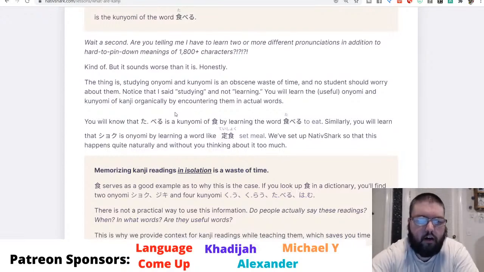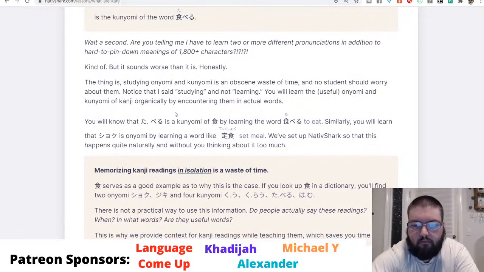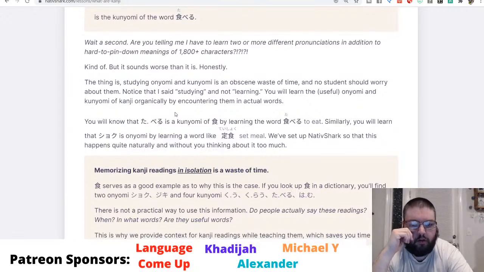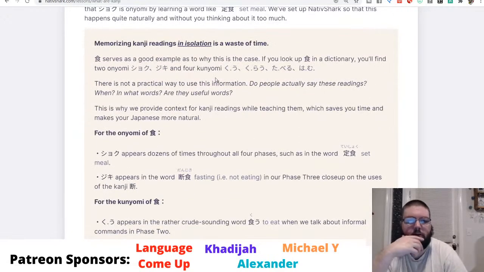You will know that taberu is the kunyomi of ta by learning taberu. Similarly, you will learn that shoku is onyomi by learning a word like teishoku, set meal. We've set up NativShark so that this happens quite naturally and without you thinking about it too much. Memorizing kanji readings in isolation is a waste of time.